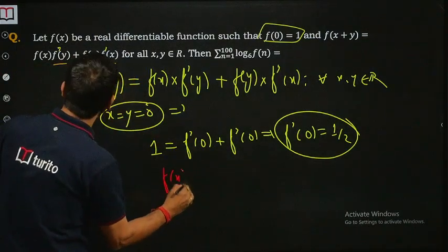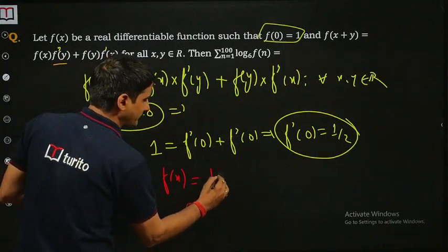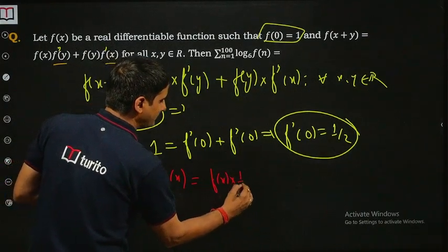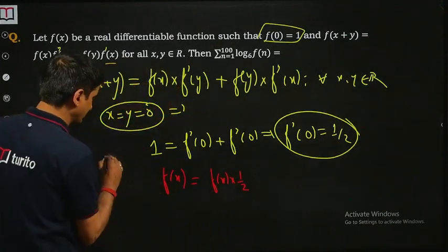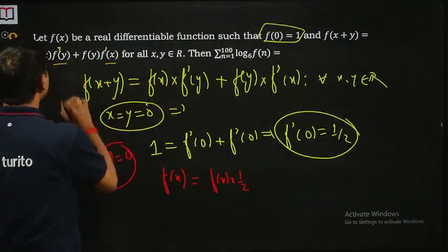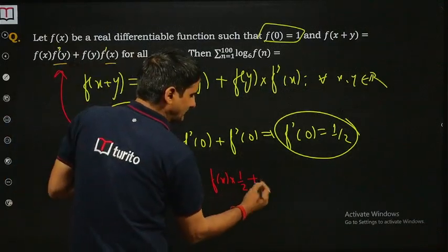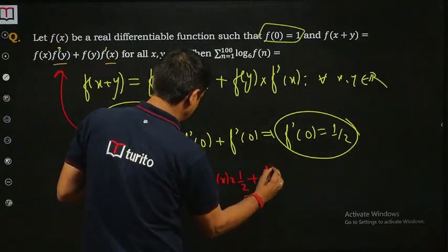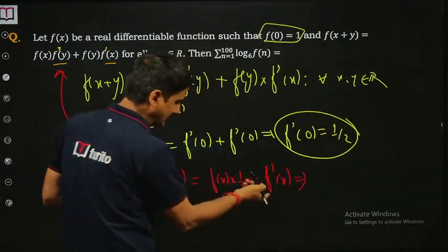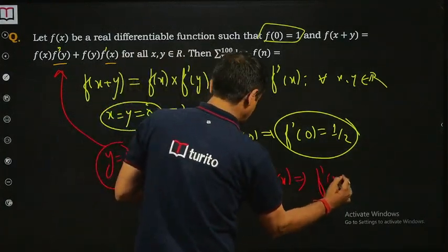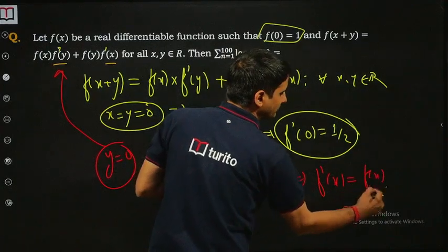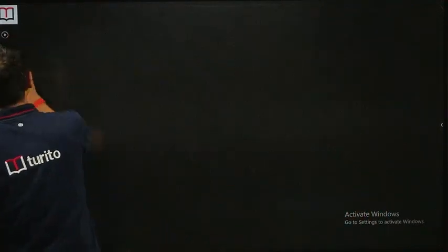f of x is equal to f of x into half f dash 0, y is equal to 0. So put y equal to 0 in this given relation, plus f of 0 which is 1, and then f dash x. We got it. So f dash x is nothing but f x by 2. So that's your simple differential equation.